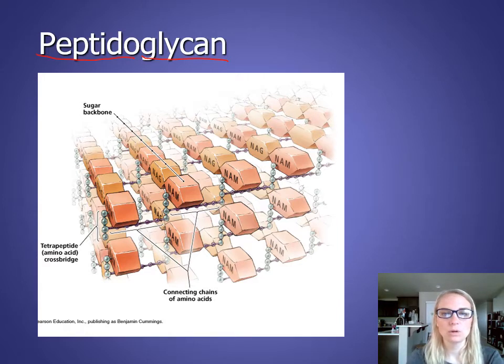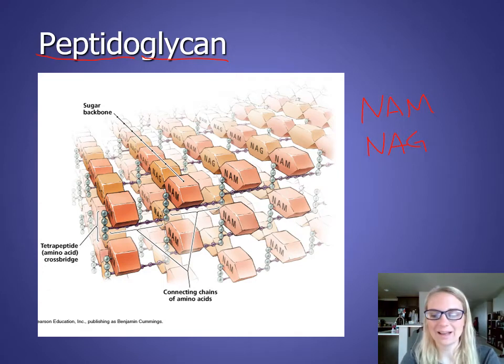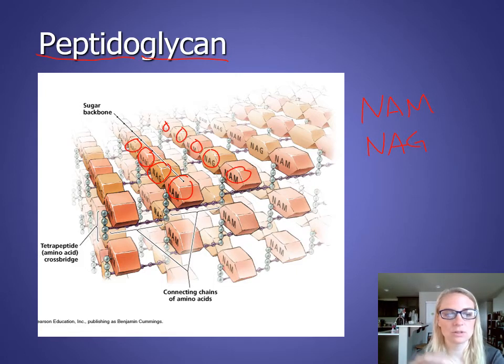We have two carbohydrates. They're calling it the sugar backbone. We have NAM and NAG. They stand for N-acetylglucosamine and N-acetylmuramic acid. You don't need to know those names. NAM and NAG is just fine. But if you take a look, they are alternating: NAM, NAG, NAM, NAG, NAM, NAG. So this is what we call the sugar backbone.